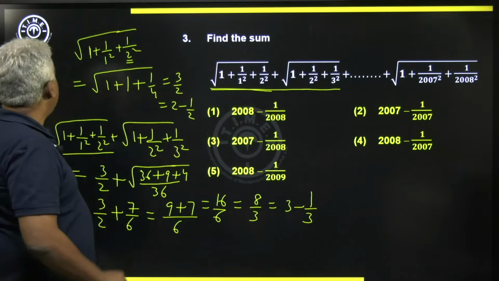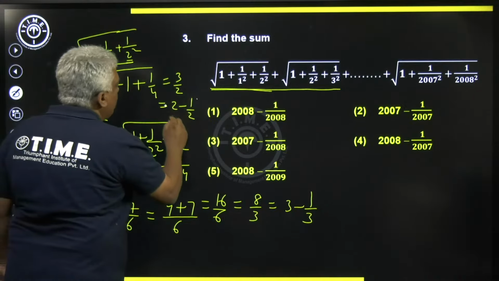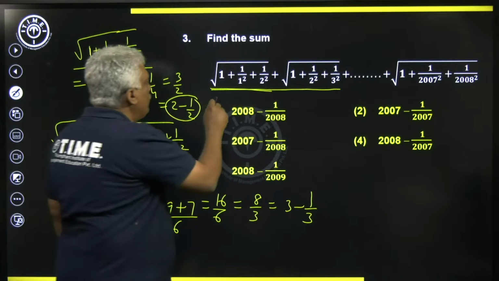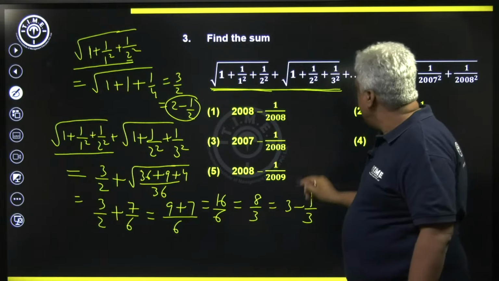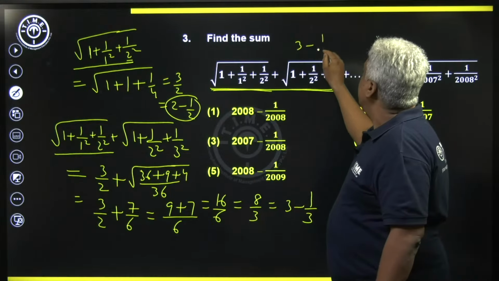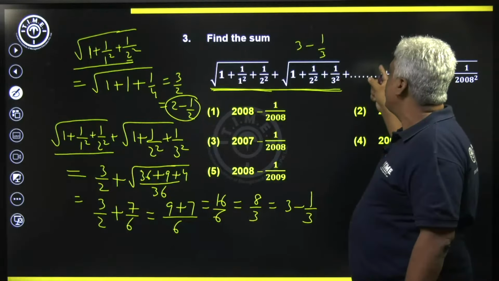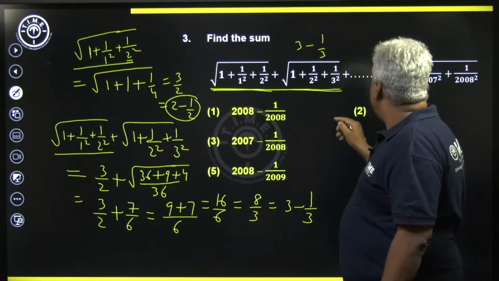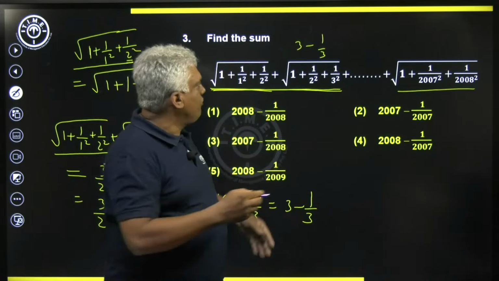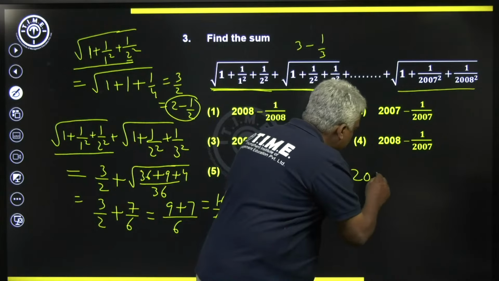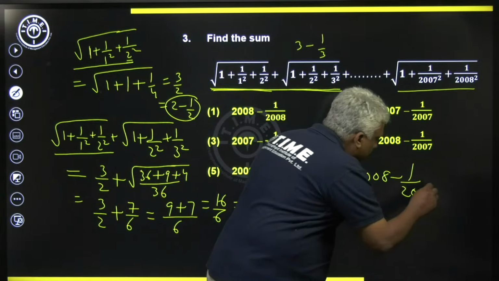So we got the pattern. If the terms end at 1 by 2 square, the answer is 2 minus 1 by 2. Now if you take two terms, ending at 1 by 3 square, we got the answer 3 minus 1 by 3. So there's a pattern. If you take the next term, it will be 1 by 3 square, 4 square, 5 square, giving 5 minus 1 by 5. So if you see, it's ending at 2008. By looking at the pattern, we'll get the answer as 2008 minus 1 by 2008. So that will be the answer.